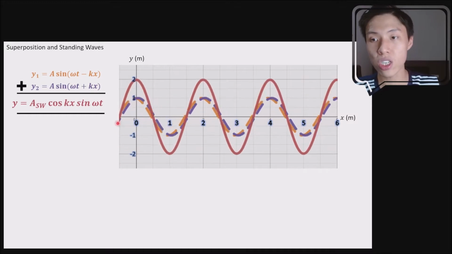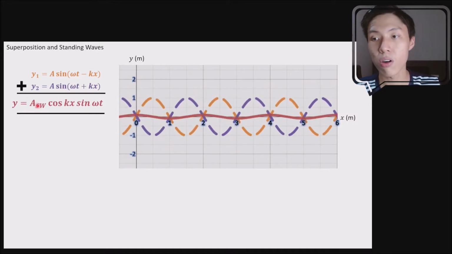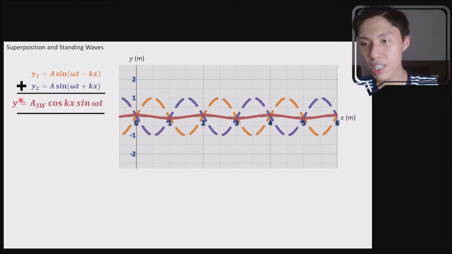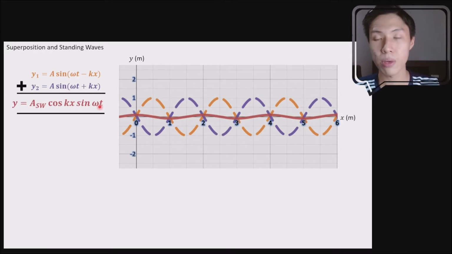Now, if you add these two equations up using the principle of superposition of wave, then this is the equation that we obtain. The amplitude of standing wave cos kx sine omega t. So this is how we obtain the equation for standing wave, and we have derived this equation in an earlier video. So now let's try to understand this equation. Why is there a standing wave, and why is there a cos kx, why is there a sine omega t?